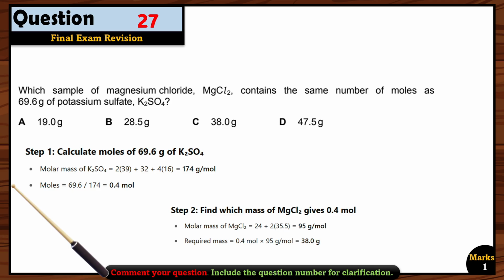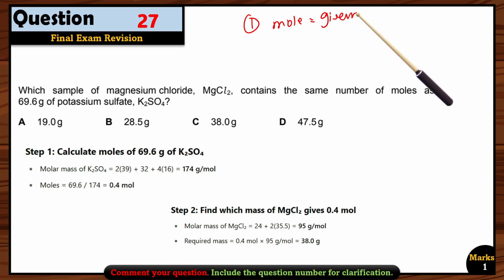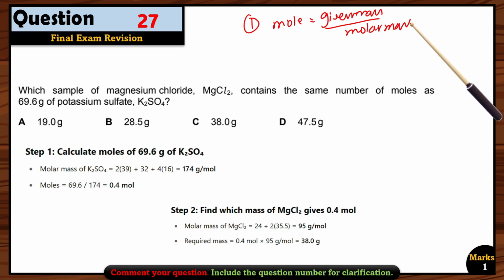Remember that there are only 3 formulas that are the most common formulas from chapter 5, and all your answers will be related to those formulas. You will have to use just those 3 formulas and you can easily get your answer. The first formula is mole is equal to given mass over molar mass.